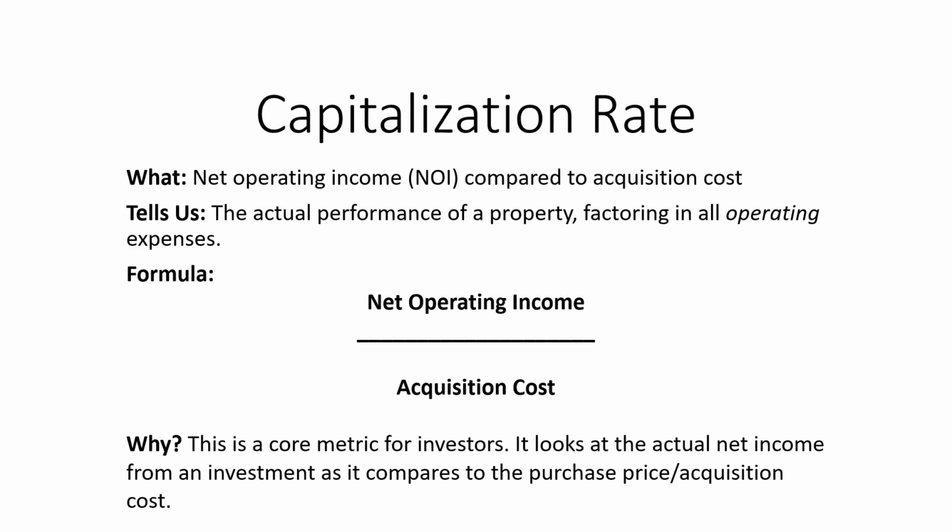We already talked a little bit about the capitalization rate, or cap rate. It's the net operating income of the property as it compares to the acquisition cost, like we talked about with the boxes earlier in the video. It basically is an indicator of the performance of the property when we factor in the gross income and all of the operating expenses to come up with that NOI, or net operating income. The formula is the net operating income divided by the purchase price. And this is a core metric for investors. It looks at the actual net income from an investment as it compares to the acquisition cost or purchase price.